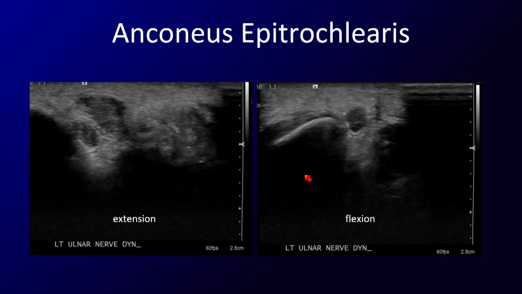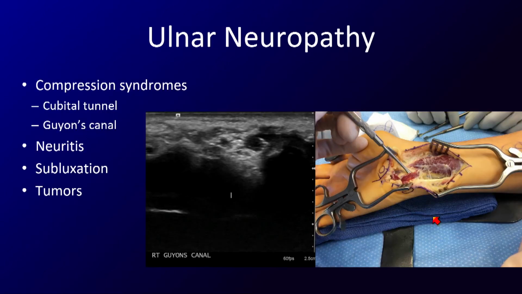anconeus epitrochlearis or accessory muscle. Now, this is what happens when you try to image the patient in flexion. So we have an extension view and a flexion view: medial epicondyle, ulnar nerve, and anconeus muscle over here. In flexion, you see that ulnar nerve, but you no longer see the muscle. So one pitfall: you would like to scan your patient in extension so that you don't miss this lesion or this muscle.